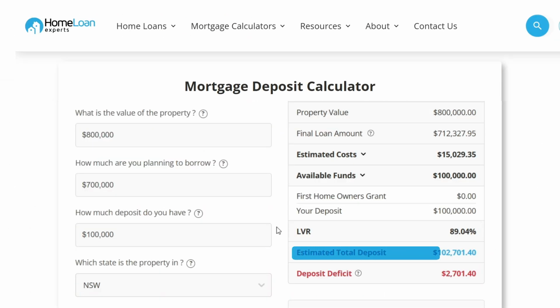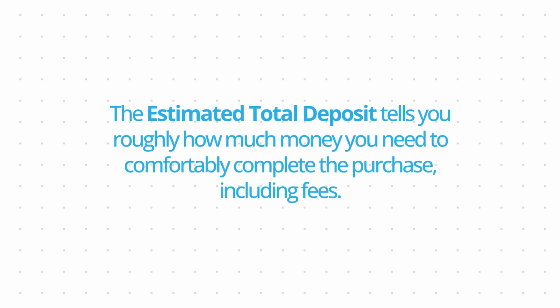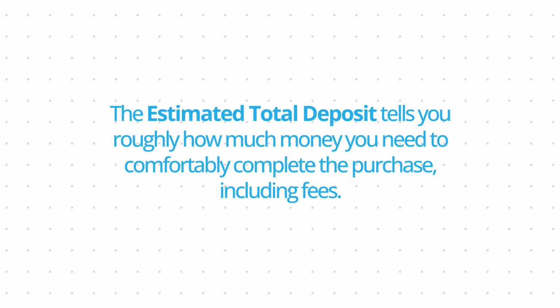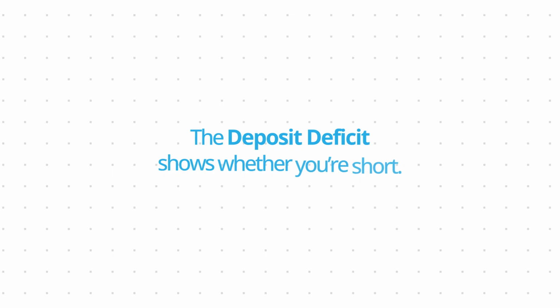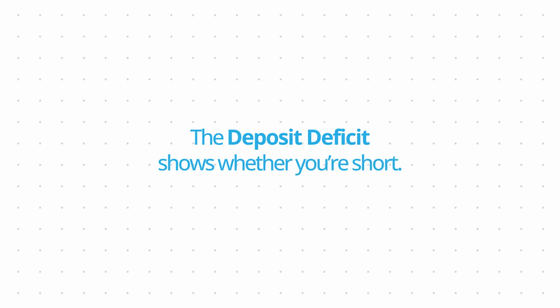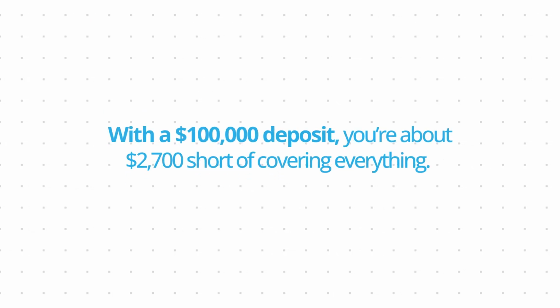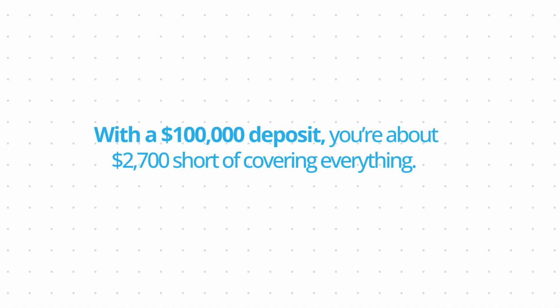Now look at these two lines. The estimated total deposit tells you roughly how much money you need to comfortably complete the purchase, including fees. Here it's $102,701.40. The deposit deficit shows whether you're short. In our example, the deficit is $2,701.40. So with a $100,000 deposit, you're about $2,700 short of covering everything.